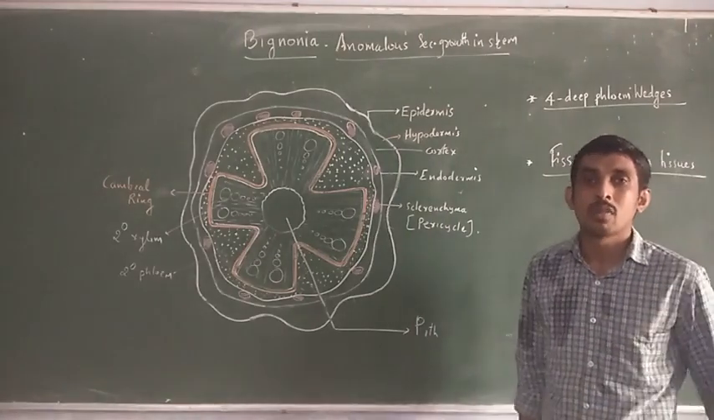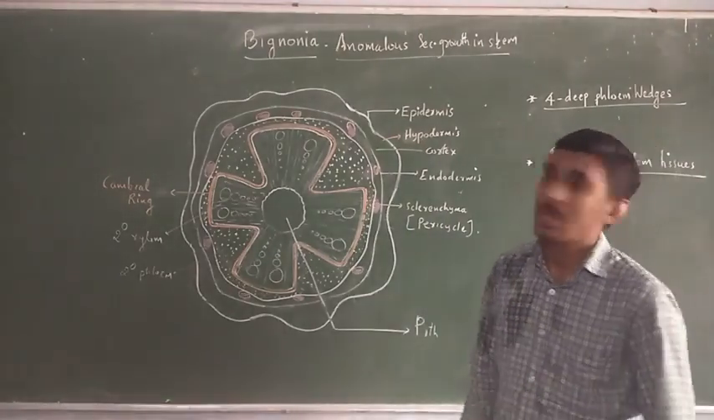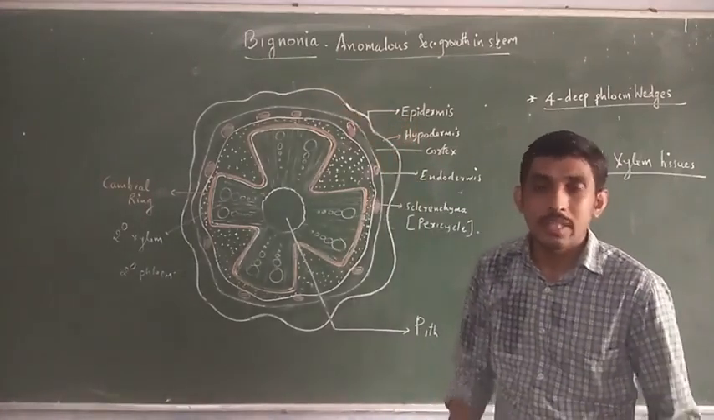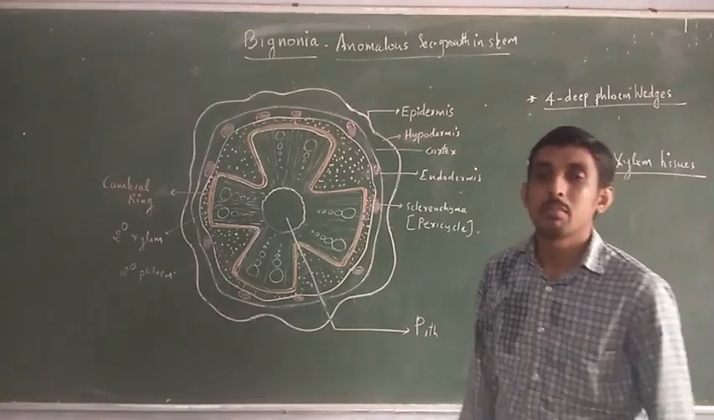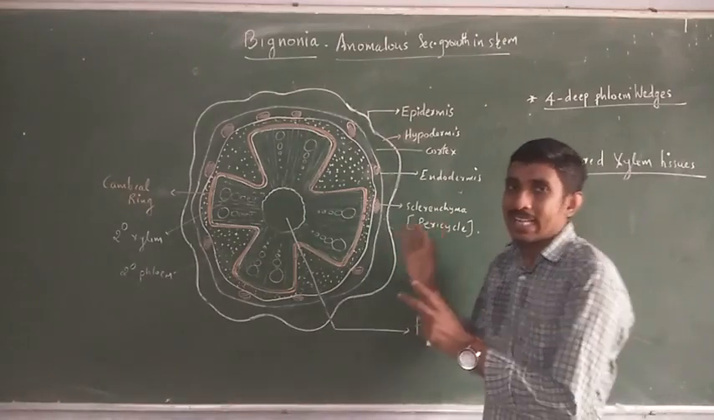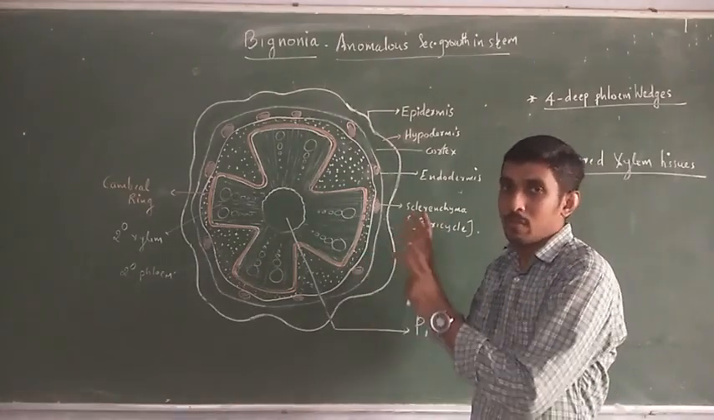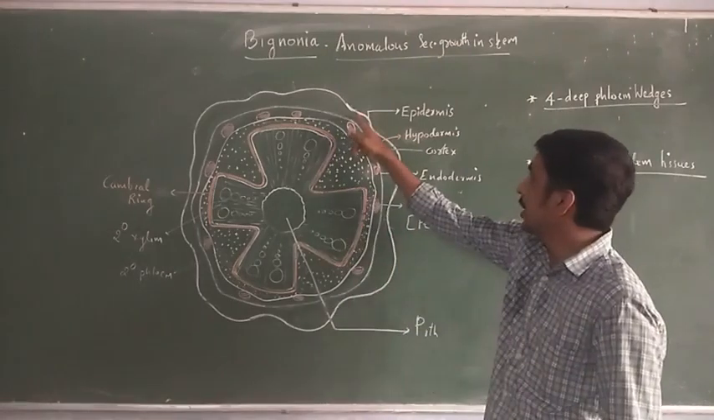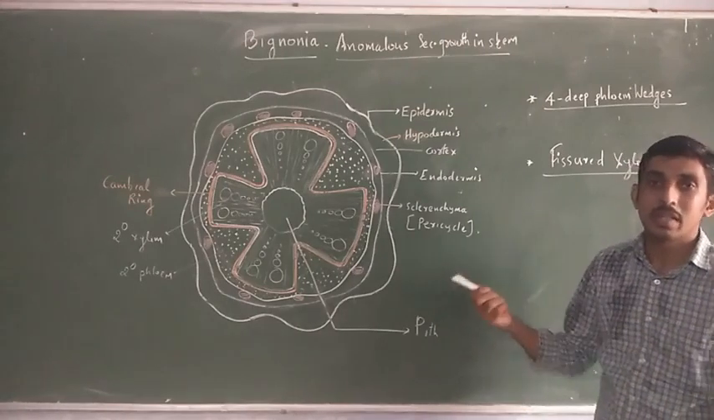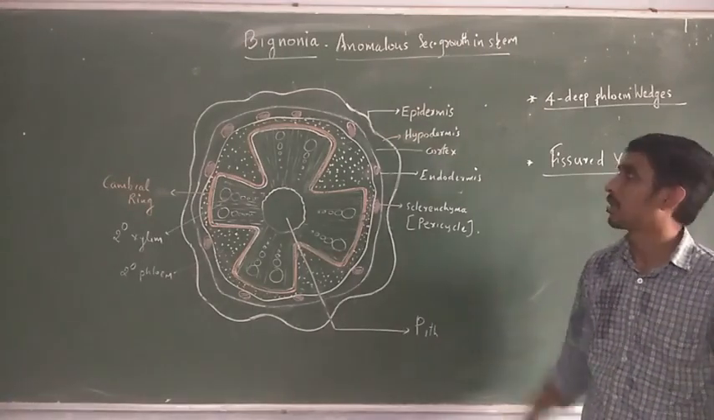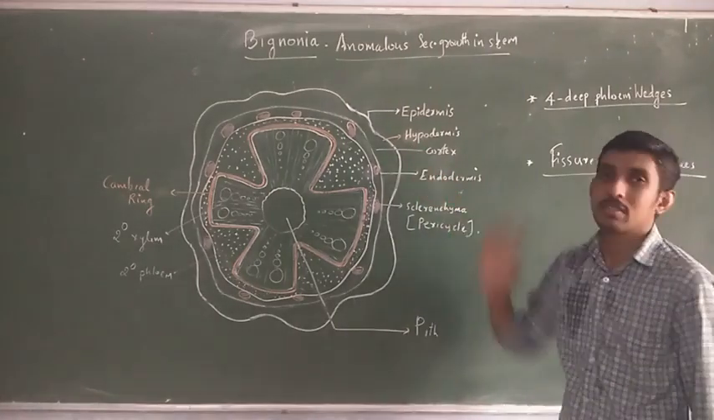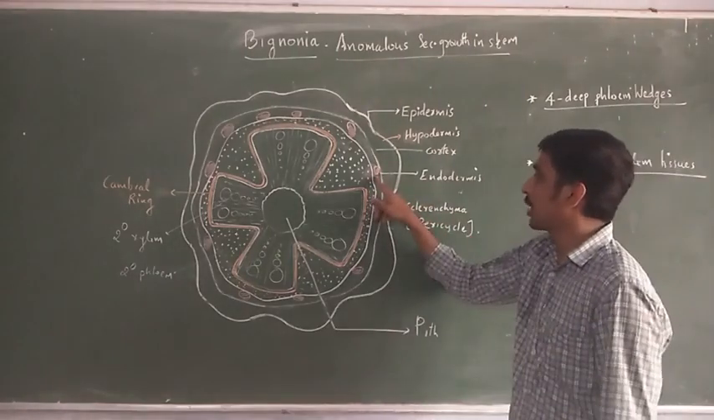In this video class, I would like to explain the topic anomalous secondary thickening in Bignonia stem. We already know that Bignonia is a climber, belongs to the family Bignoniaceae. When we move into the secondary structure of this Bignonia stem, you can see an outermost layer. That outermost layer is called epidermis, and that epidermis may contain a few multicellular hairs. Inner to that epidermis you can see hypodermis, then cortex, and after that you can see pericycle.